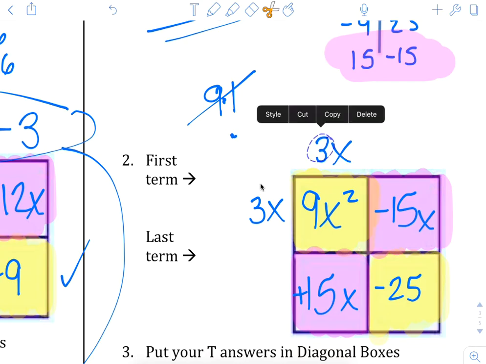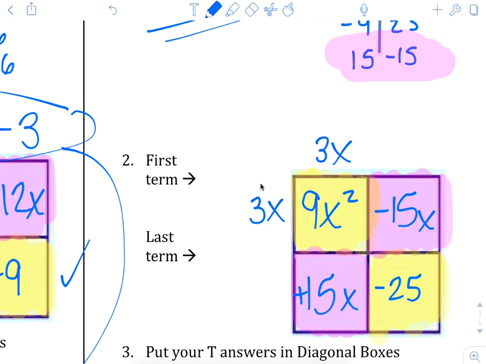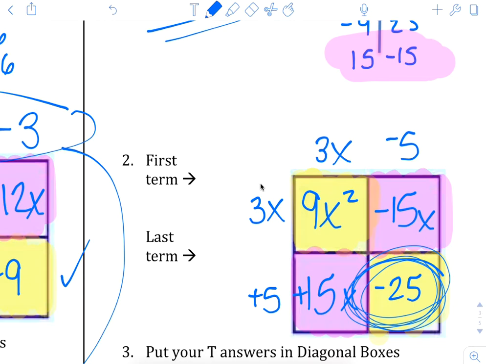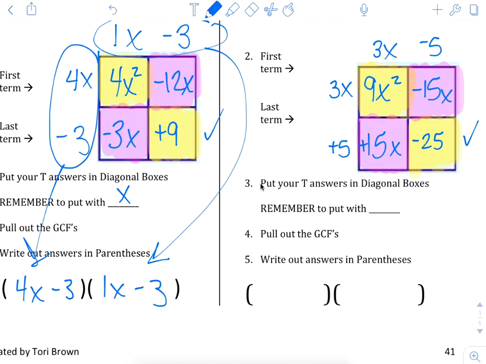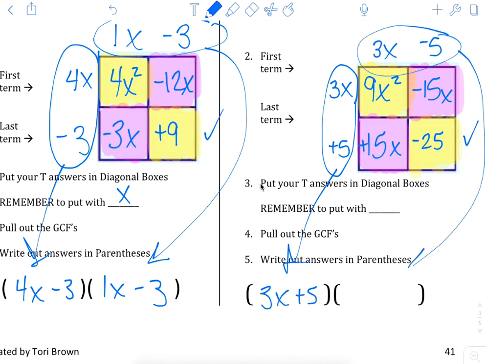Yes. So once I know both of those work, let's see if we can find our partners. 3 would need a negative 5 to make a negative 15. 3 up top would need a positive 5 to make a positive 15x. So the last question is, does positive 5 and negative 5 make negative 25? And the answer is yes, that does work. Once I have my two pieces, we are ready to put them in parentheses. The left side goes in the first parenthesis. The right side goes in the right parenthesis.